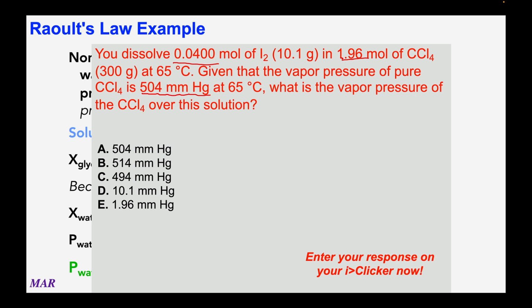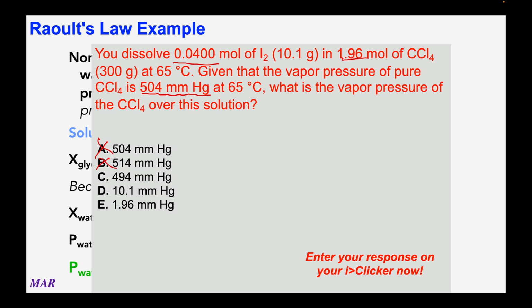So we're going to calculate mole fraction first. That'll be 1.96 moles of solvent divided by total moles, which is 1.96 plus 0.04, which happens to be 2. So it's like 1.96 divided by 2. That's going to be the mole fraction of the solvent. We'll then multiply that by the 504 millimeters of mercury value to give one of the answers listed. Now, before we start, the final vapor pressure of the solvent in the solution will be a number less than 504. So right away, you don't have to worry about A or B.